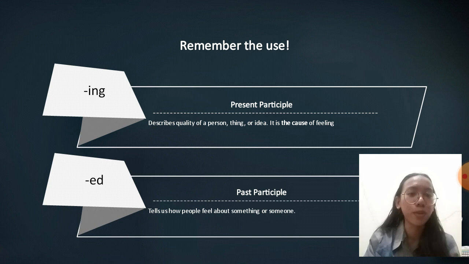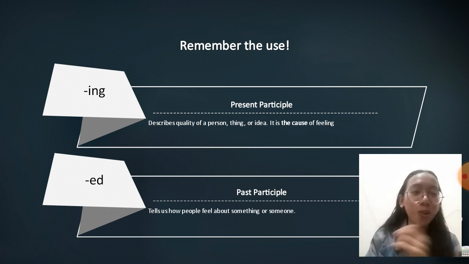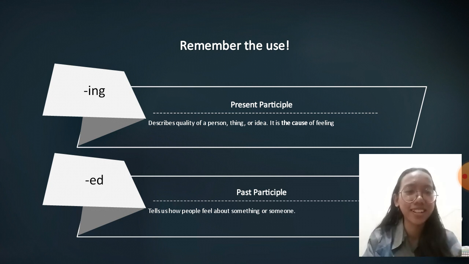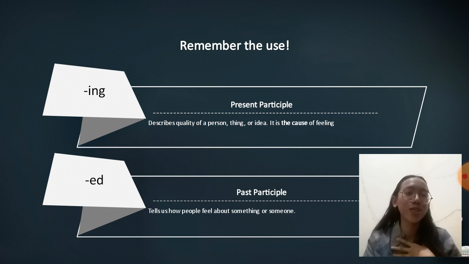While past participle usually tells us how people feel about something or someone. Just like Andre. The trip was so exciting. I was so excited. Andre feels excited. And what is the cause? Because the trip was exciting. It is quite easy, right? Okay, once again. The cause is the exciting trip, and the feeling is excited. The trip is exciting. I was so excited.